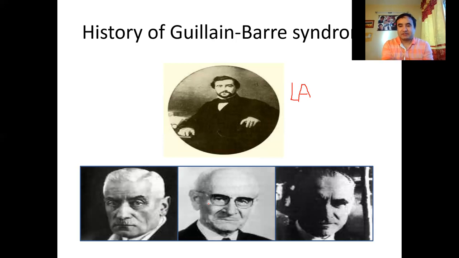Why did this syndrome become significant when they described it? Because one of the commonest causes of paralysis at the time was poliomyelitis, which progressed and did not recover spontaneously or fully. But this condition mimics poliomyelitis yet recovered fully. And it was not an infectious condition, because in the LP the cell counts are normal. So this condition was new for them at that time, and they coined the term Guillain-Barré.